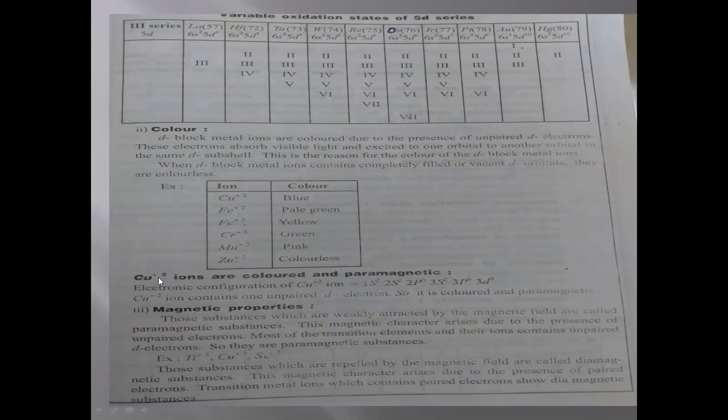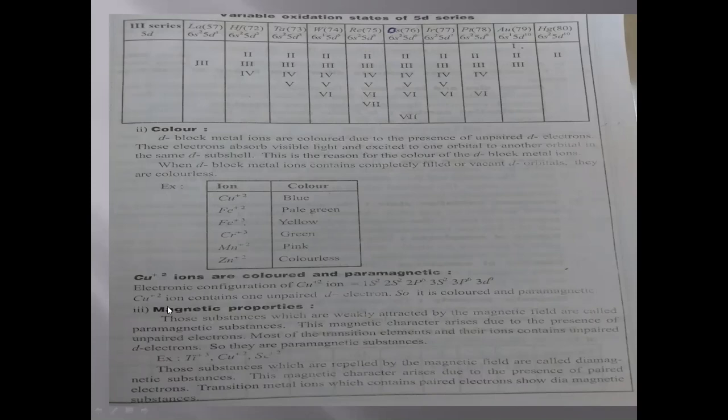Coming to copper, +2 ions are colored and paramagnetic. Electronic configuration of copper +2 ion is 1s2 2s2 2p6 3s2 3p6 and 3d9 actually. So copper 2 ion contains one unpaired d electron. So it is colored and paramagnetic. Coming to third topic, that is magnetic properties.